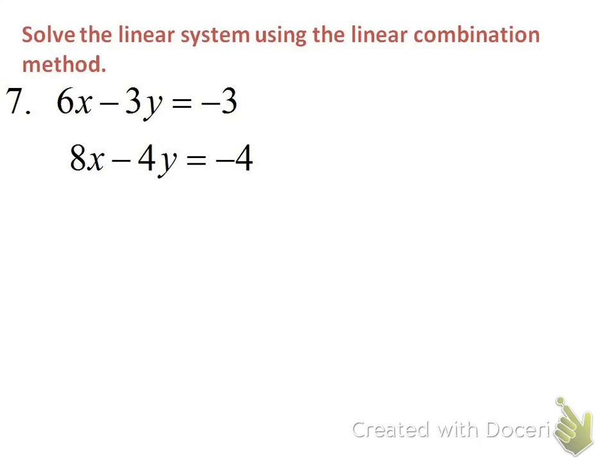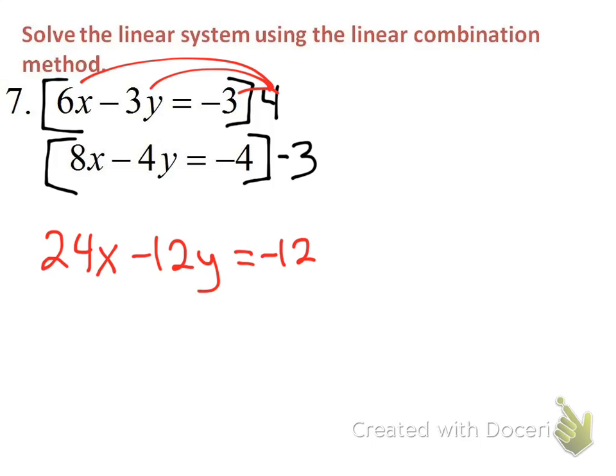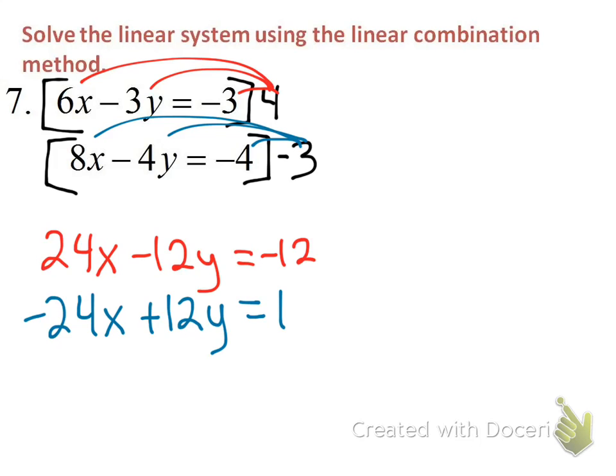Yes. Change the y's to 12s. Okay, so what do you want to multiply the top by? Positive 4. And then the next one by? Negative 3. Good. Make sure you keep one negative, make one positive. Good. So when I distribute here, I get 24x minus 12y equals -12. For the second one, I get -24x plus 12y equals 12.